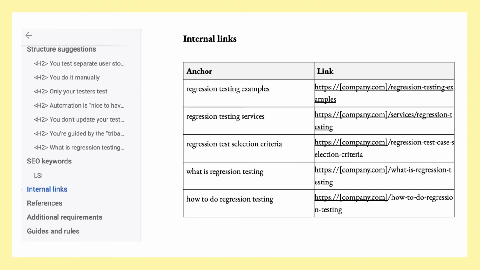Internal links. We usually add a table with all the relevant links from our website with anchor text or link titles that the writer should add into their content. References. Here we add all the important links to the information that a writer can rely on when writing content. Additional requirements. This section includes all the additional general requirements that should be kept in mind when writing content.